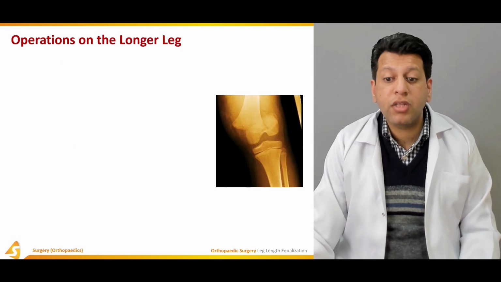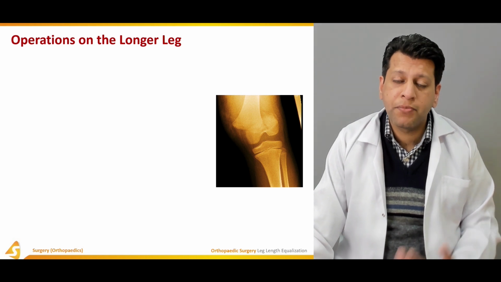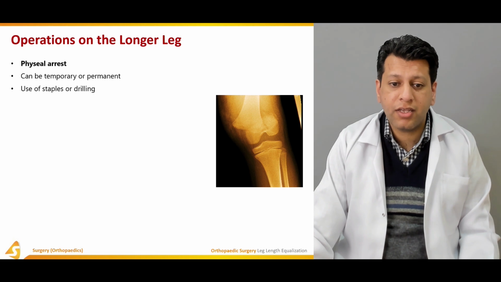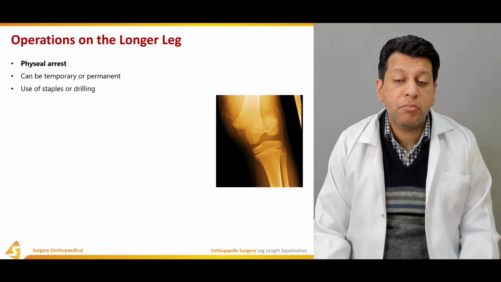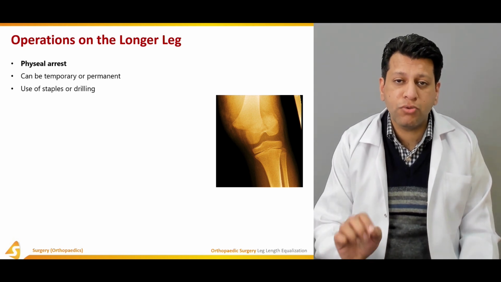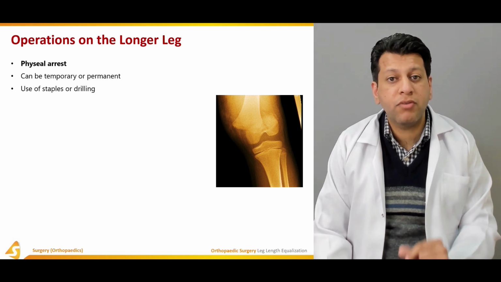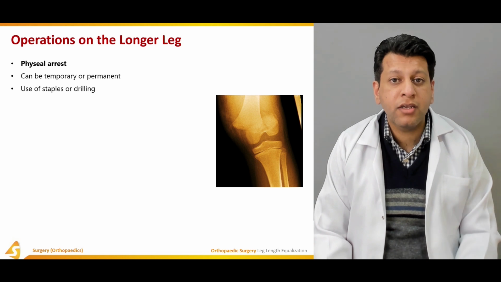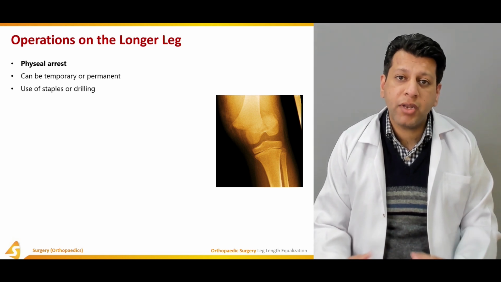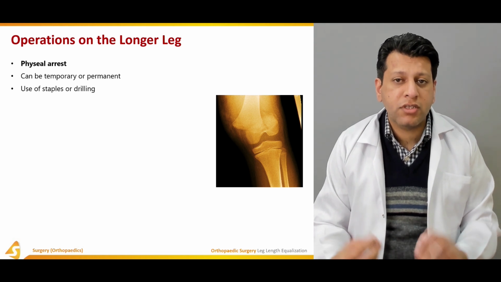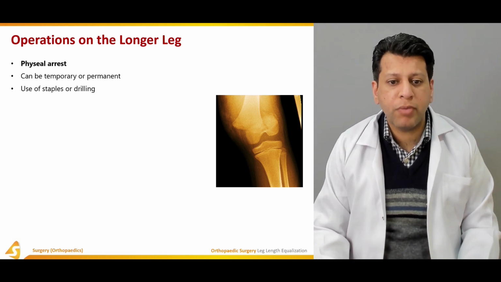Now, what are the different options available for the longer leg? These could be simply a physeal arrest, which could be temporary or permanent. What we do is we use simple drill bits to destroy the physis, which could be permanent as well, and then stapling it. Or the other option is stapling it only temporarily without damaging it, and once the staples are removed, the physis can grow back normally.